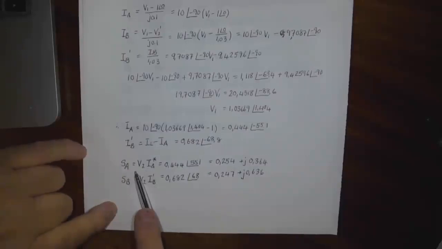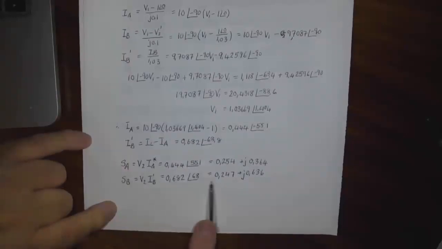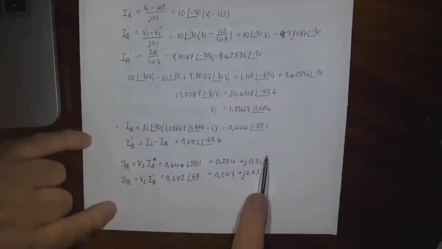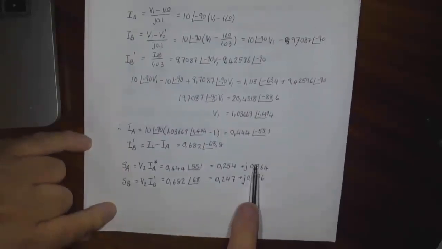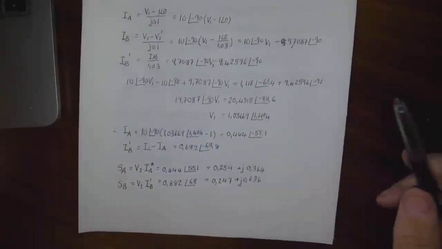Calculate SA again. We get 0.254 plus j0.364. And SB is 0.247 plus j0.3636. There again, you can see the biggest change now happened in Q, and P remained basically the same.